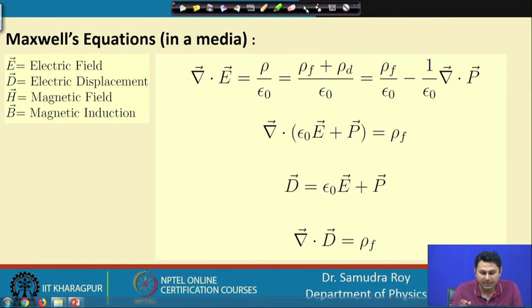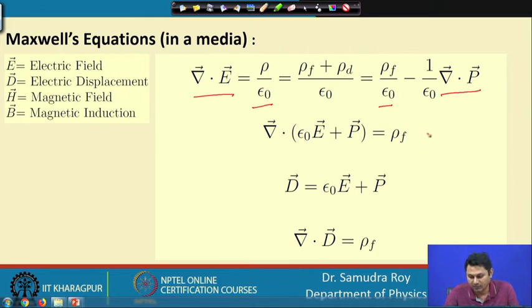So, Maxwell's equation in a medium is grad dot E is now rho by epsilon 0. The rho by epsilon 0 term appears here because rho is not equal to 0 inside the medium. It has two components, rho f and rho d. This rho f stands for free charge density and rho d is bound charge density. So, this can be represented as rho f divided by epsilon 0 and 1 by epsilon 0 times this term, minus grad dot P, which is equal to rho d.